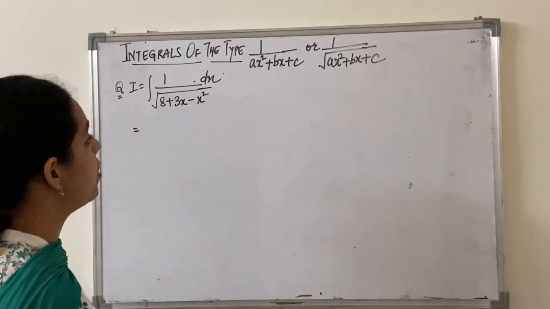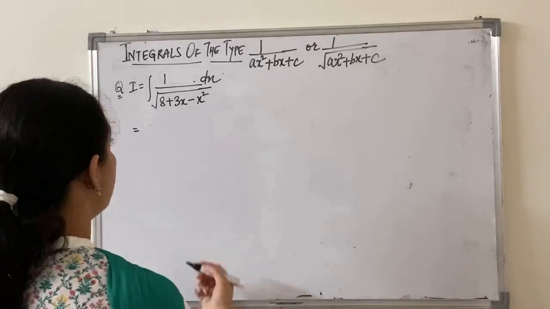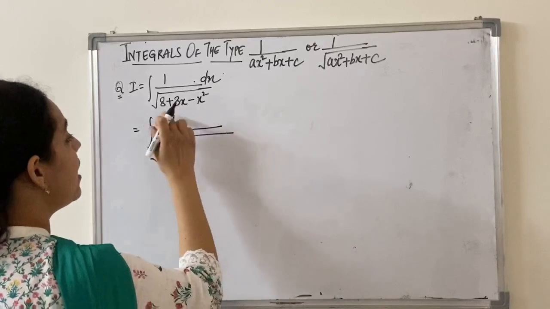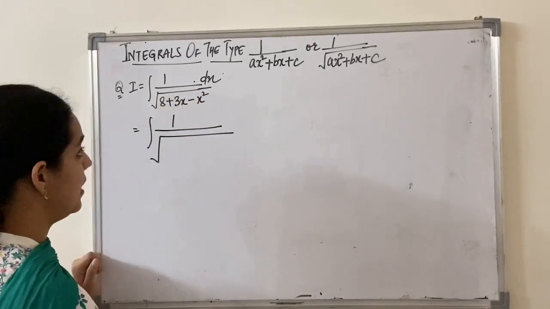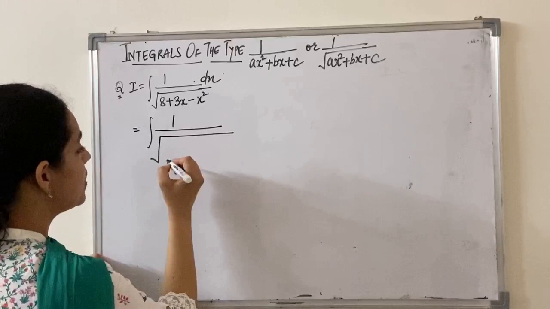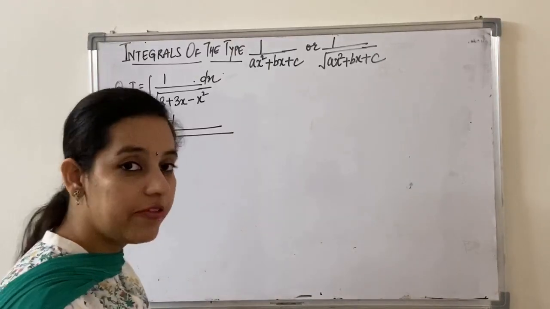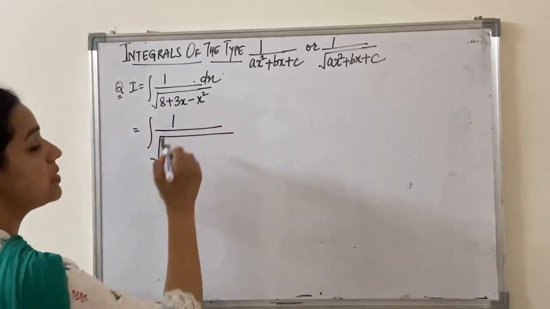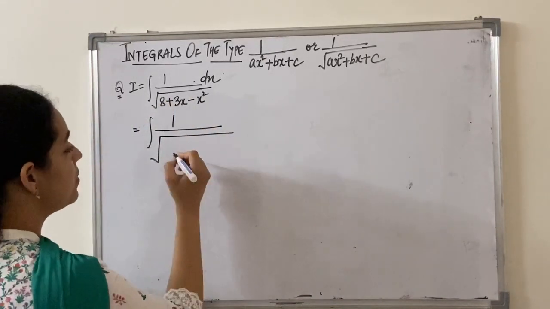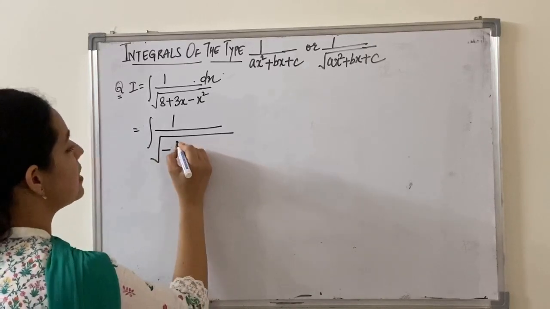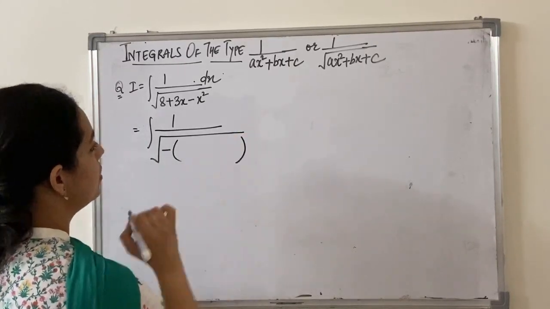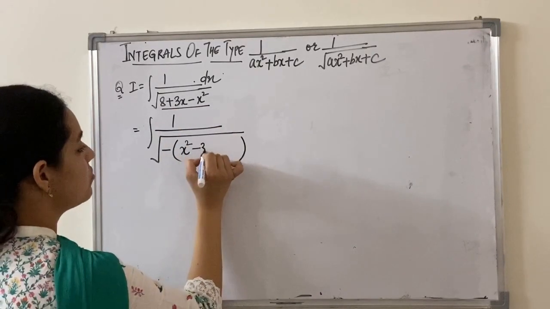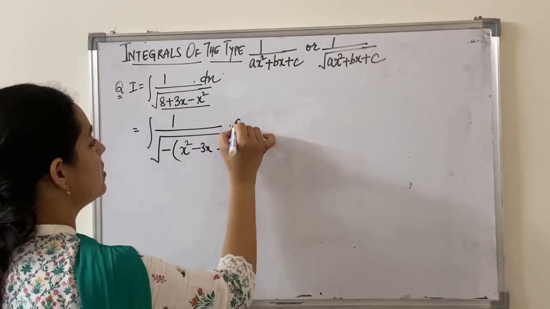We have this question: 1 upon under root of 8 plus 3x minus x square. So inside the square root only we have to complete the squares, which you have done in class 10. You must be remembering that for completing the squares, the very first condition is that the coefficient of x square should be 1. So here you can see that it is minus 1. To make it plus 1, we should take the negative sign common from this whole term. It will become x square minus 3x minus 8 dx.